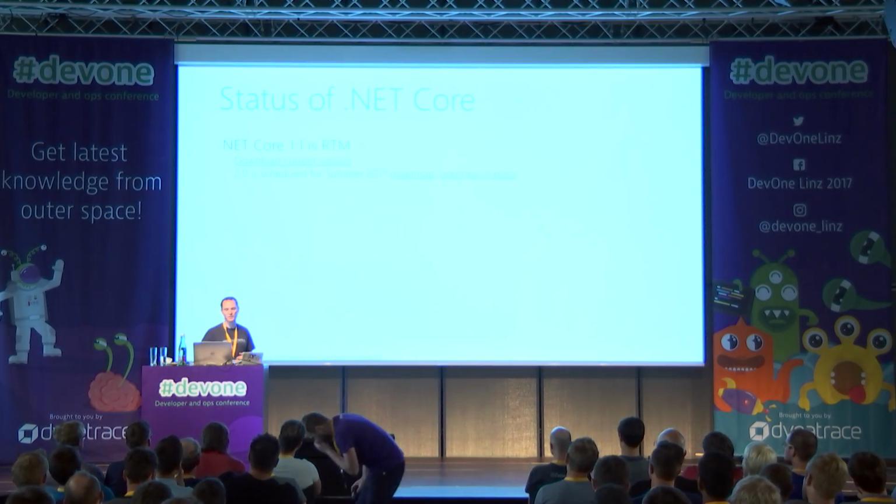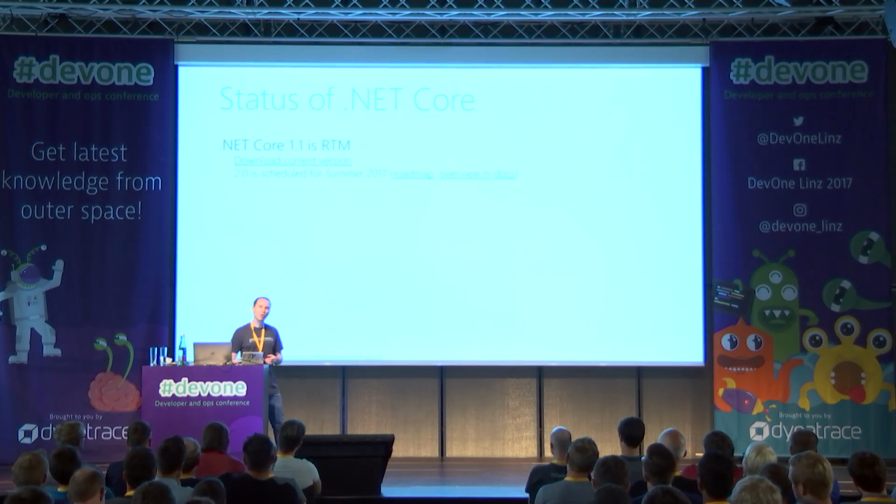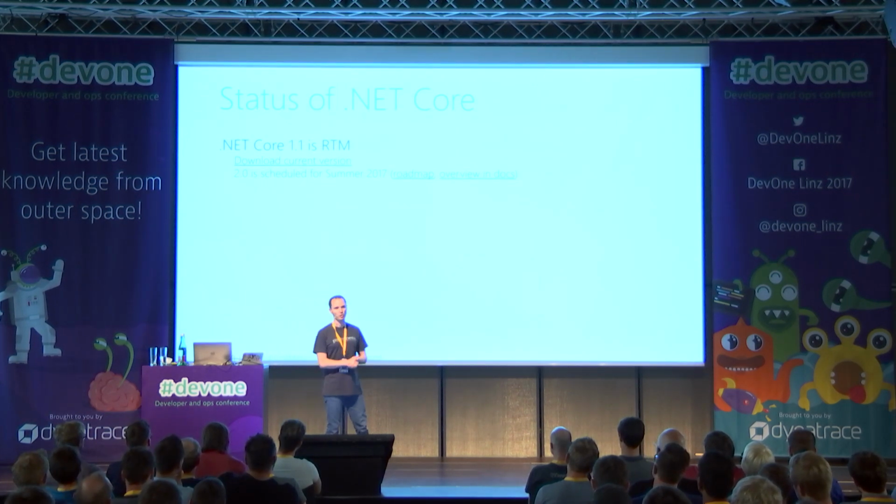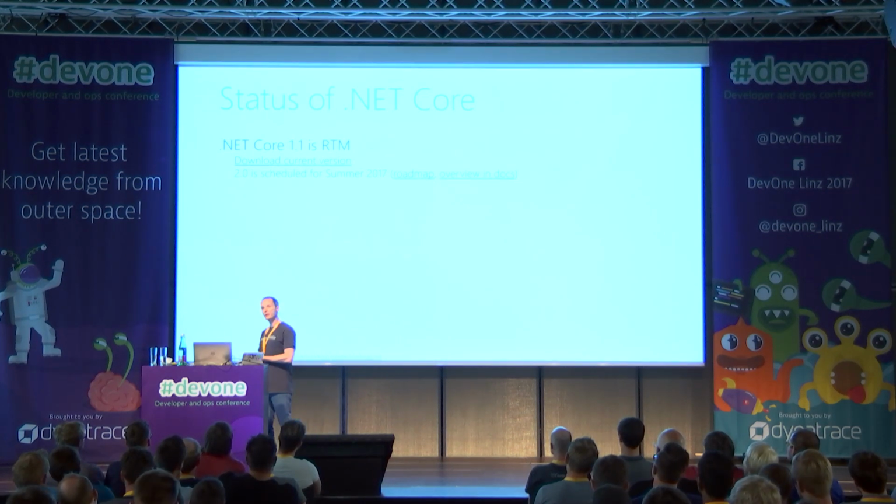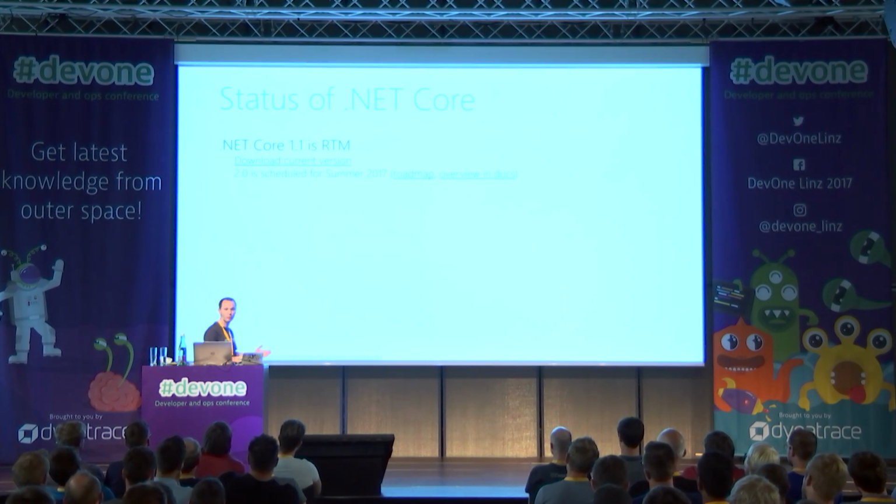What is the status of this .NET Core? .NET Core is ready for production. .NET Core has been RTM for quite a while now. The RTM version of .NET Core is 1.1. The slides have a lot of download links.